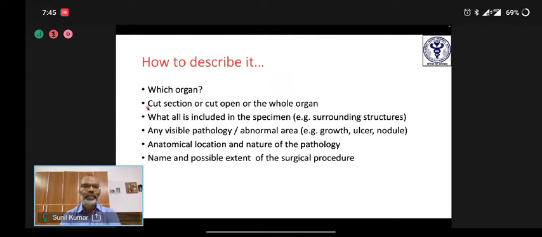Then comes what could have been the possible surgical procedure. You have to name that, and then the possible extent. Is it a simple cholecystectomy or is it a radical cholecystectomy? If you are seeing the liver segment attached to that, then you know that this is a radical cholecystectomy or extended cholecystectomy, not a simple cholecystectomy. So that much is expected, and these are the basic points you have to prepare yourself once you prepare a template for any kind of organ description.